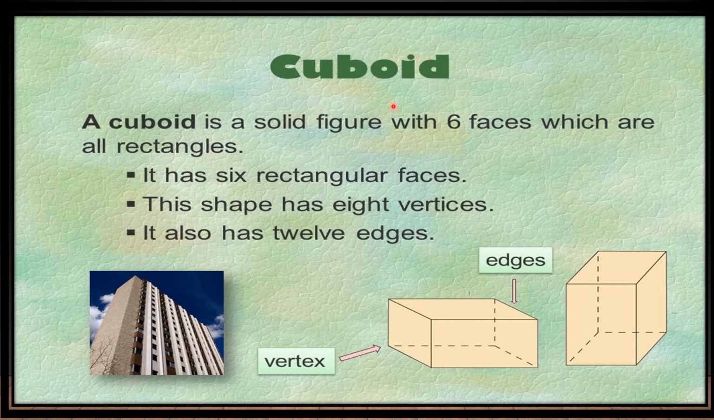Now the next shape is cuboid. A cuboid is a solid figure with 6 faces, which are all rectangles. So if you see the faces, it has 6 rectangular faces and 8 vertices, and also 12 edges. Vertices means corners. Okay. Now you can see the shape here also.